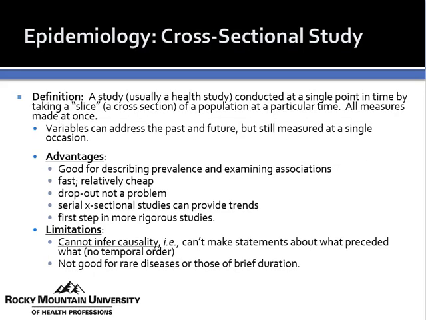So again, what are they good for? These are good for describing prevalence, and they are used sometimes for examining associations. They are fast, they are relatively cheap to do. Dropout's not a problem. You don't have to try to monitor people and follow them over a period of time because you've collected all your data at one point. If you were to do serial cross-sectional studies, they can provide trends. We'll see an example of that in a bit.